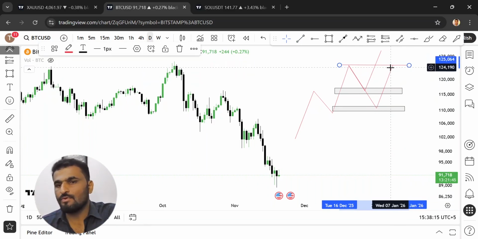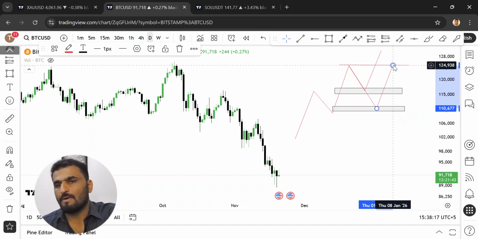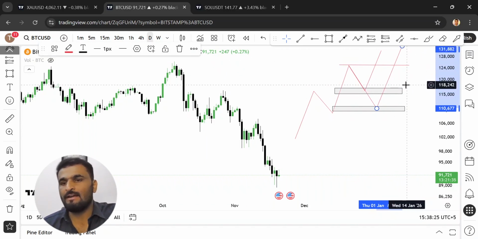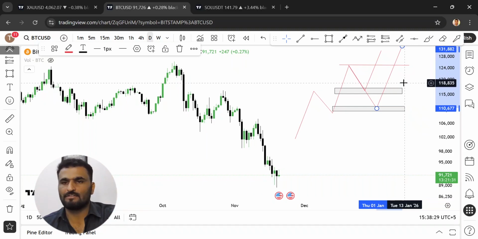The second TP you can extend a little bit. If you don't want to exit on your previous high, then you can extend this trade until the market shows any kind of reversal or change of character. So if it shows any change of character, or any reversal, then you will exit from that trade. That's the most important thing.